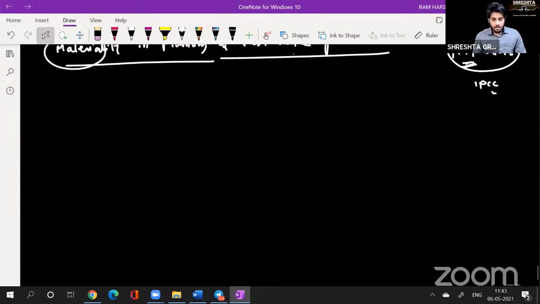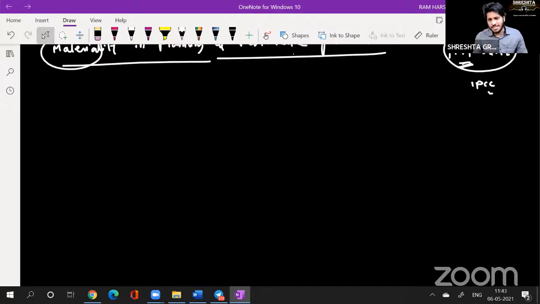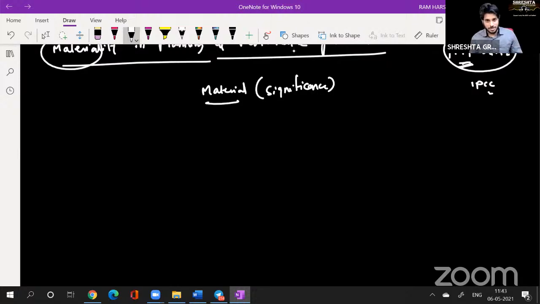Fine. So what is materiality? First, let us discuss in general terms what is material. Material means significance, importance, relative importance. In fact, the word material is a relative term. It is not an absolute term. It is a relative term, which means what is material for one organization may not be material for another organization.